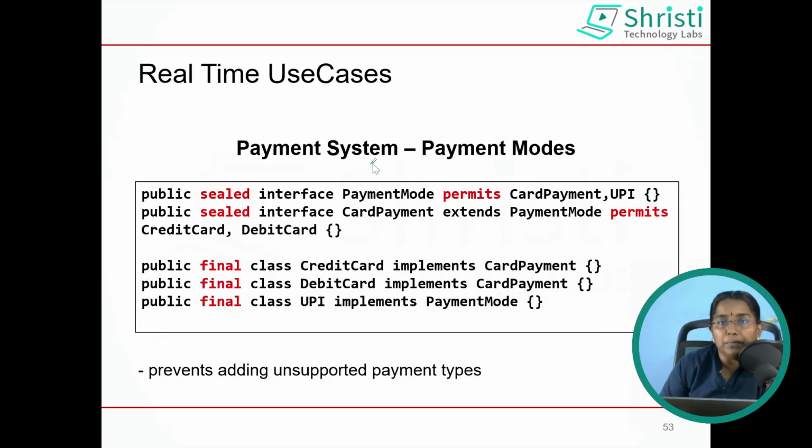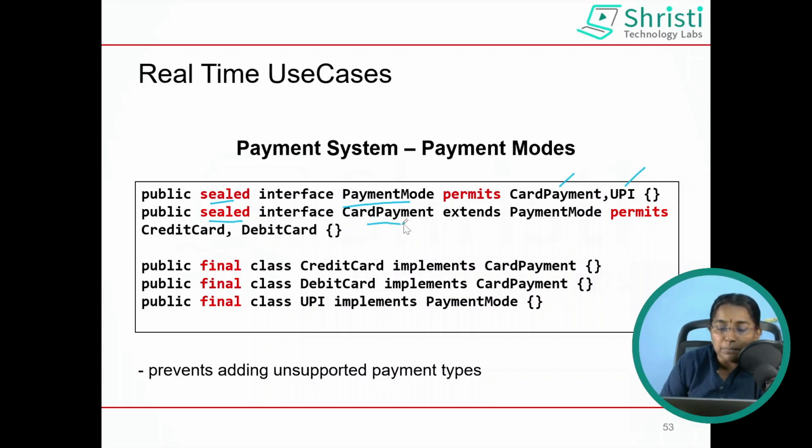This is about payment system. I have an interface payment mode. This is a sealed interface. This means it can choose its own sub-interface and the implementation class. The sub-interface is card payment. The implementation class is UPI. So in case of card payment, again I am making it a seal. This means card payment can choose its own sub-interface or its own implementation class.